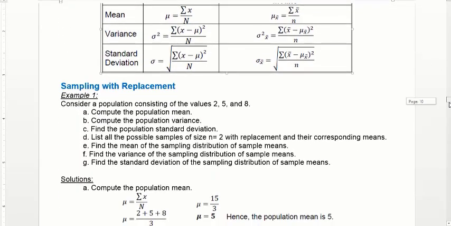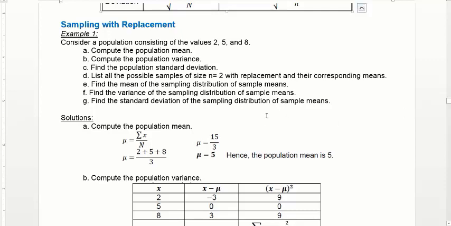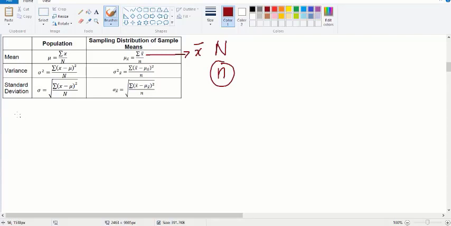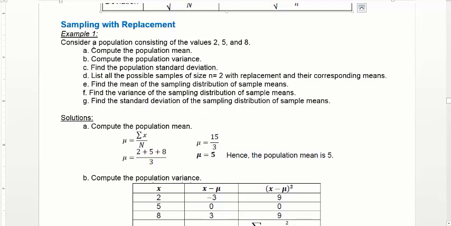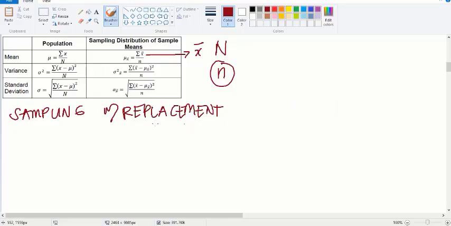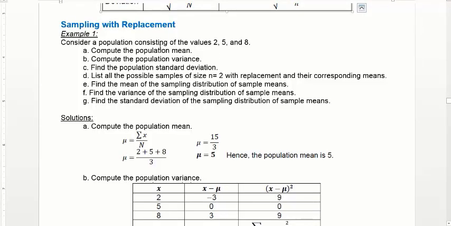Okay? So, let's try to solve problems. First one is sampling with replacement and then without replacement later on. Dito muna tayo sa with replacement. So, the problem is that, consider a population consisting of the values 2, 5, and 8. So, ang population natin, population is 2, 5, at saka 8. Okay? Compute.